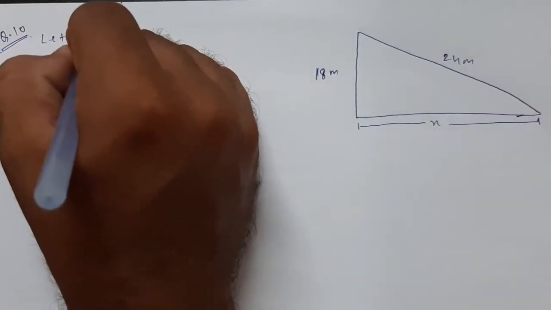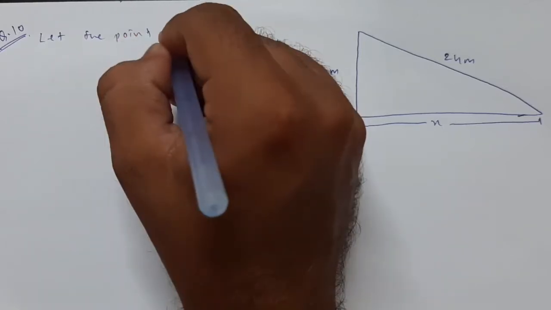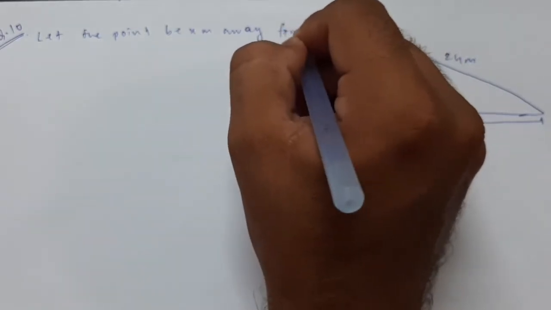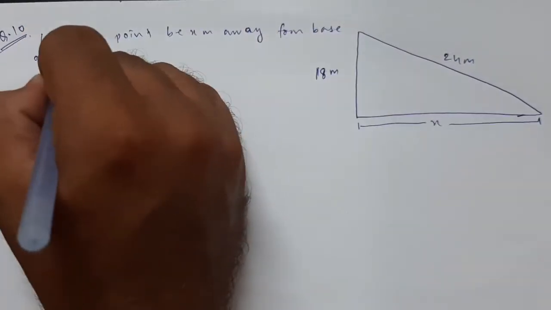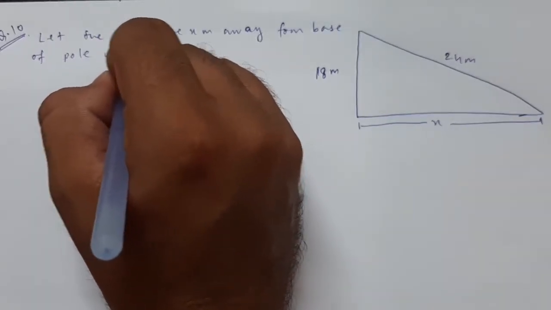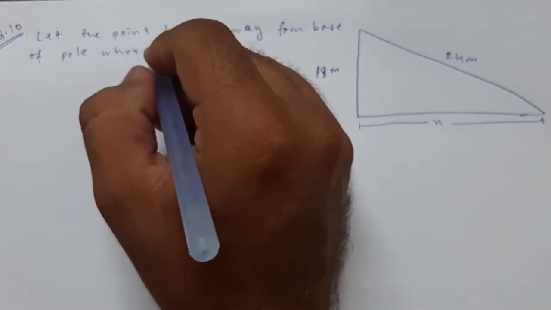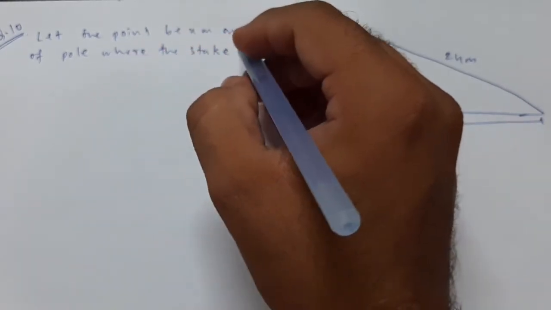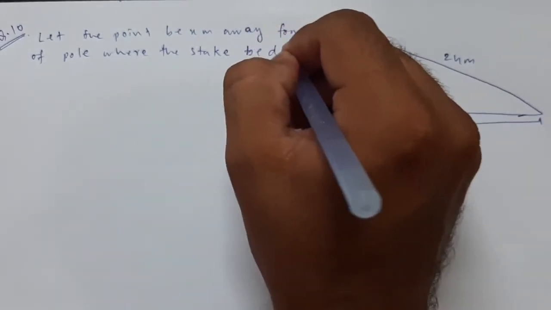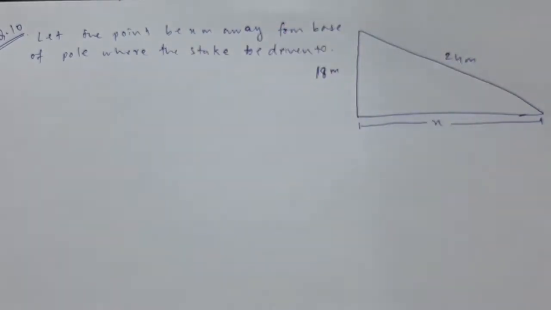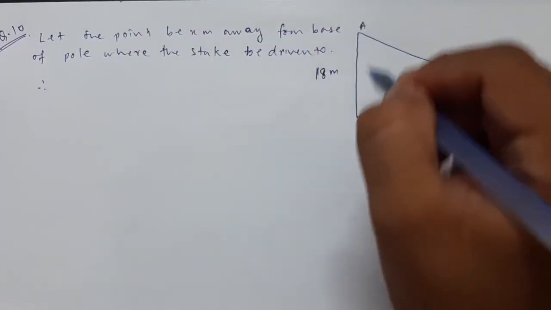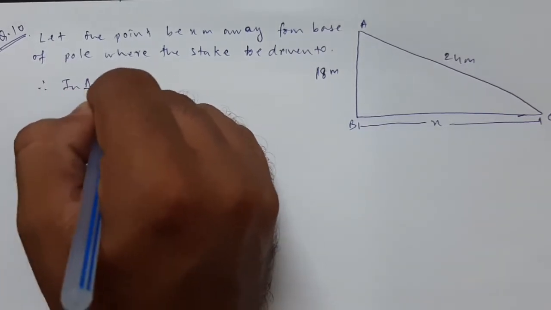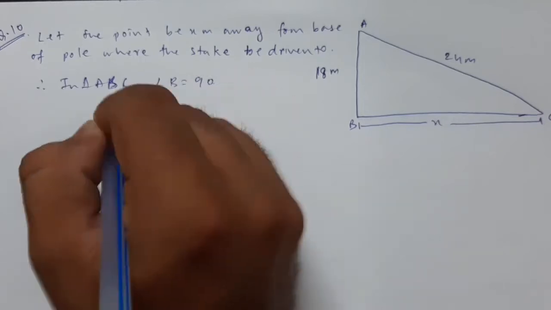So let the point be x meter away from base of pole where the stack be driven to. Therefore, let us name them A, B, C. In triangle ABC, angle B is equal to 90 degree.